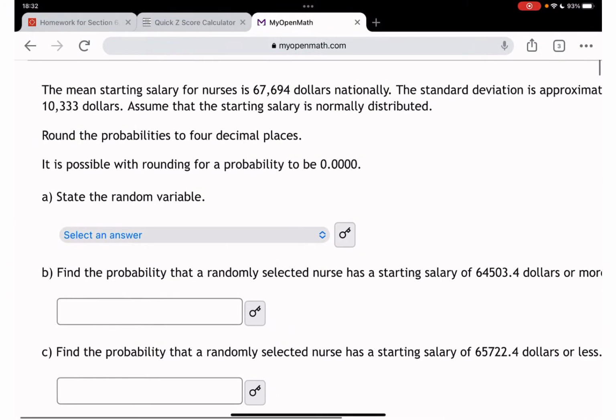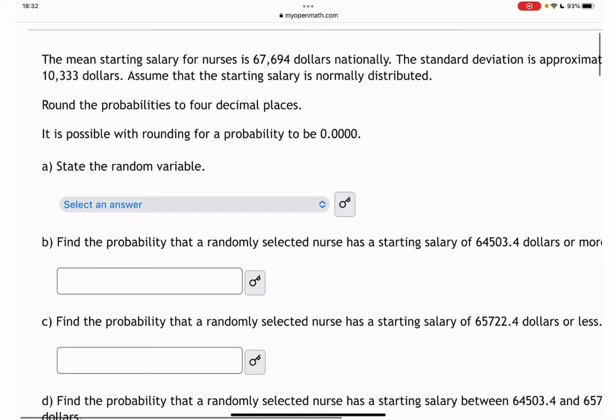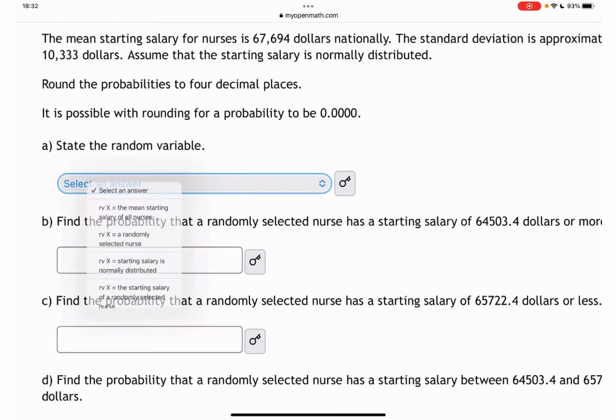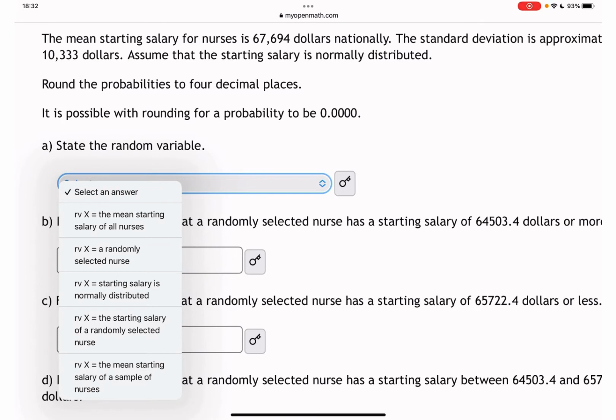Round the probabilities to 4 decimal places. It is possible with rounding for a probability to have 4 decimal places. All right. So what is question number 1? What is our random variable? The random variable is the starting salary of a randomly selected nurse.